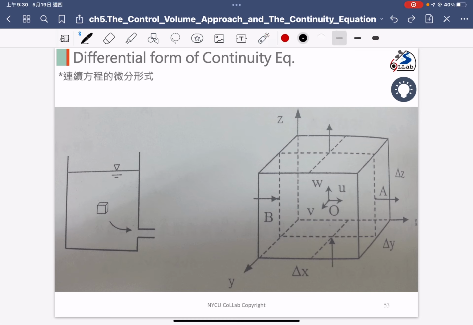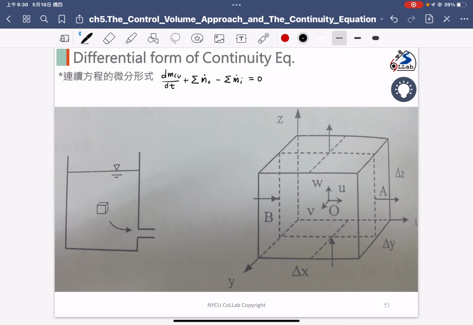Okay, so before that, we go back to see what our continuity equation is: the MCV changes with time, plus the mass rate for the outflow, minus the mass rate for the inflow, equals 0. Okay, so what is the differential form?